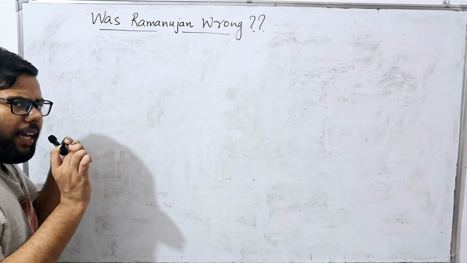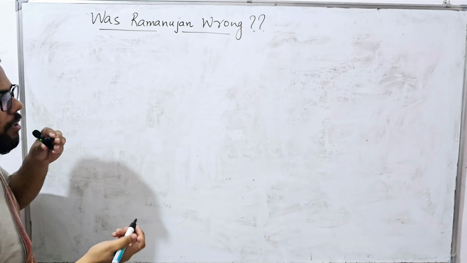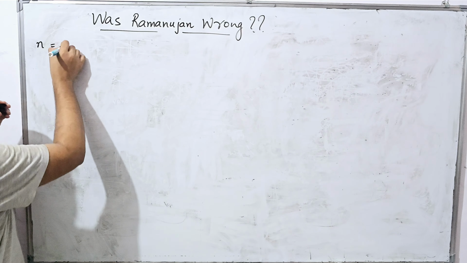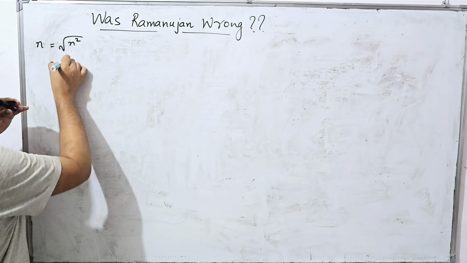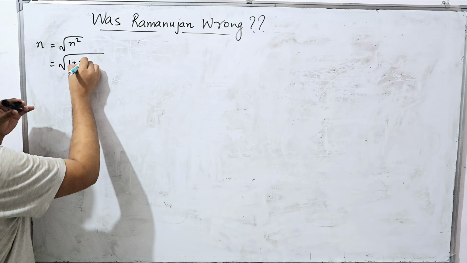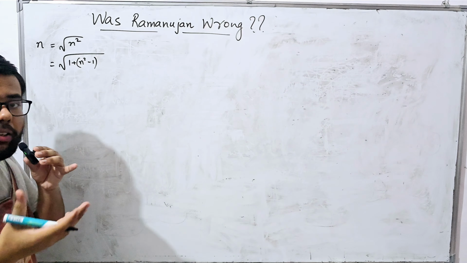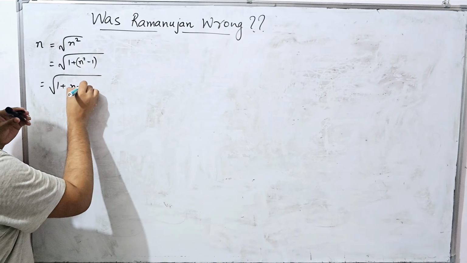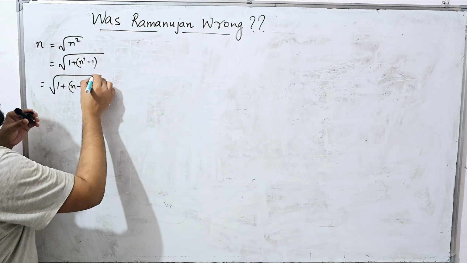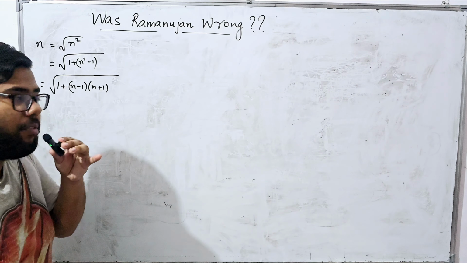So let's define an n such that n belongs to the natural numbers. So n can be written as the square root of n square, correct? So we can write it like 1 plus n square minus 1. We can write it like this, correct? So we get 1 plus n minus 1 into n plus 1. We can get this expression, right?